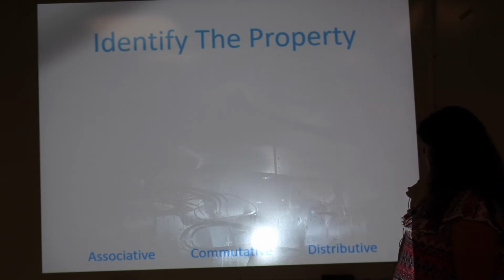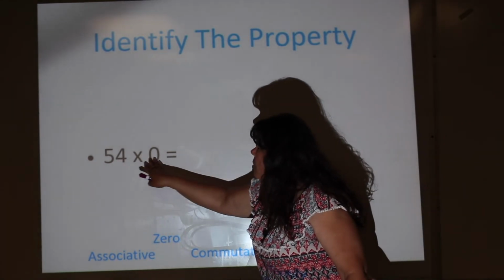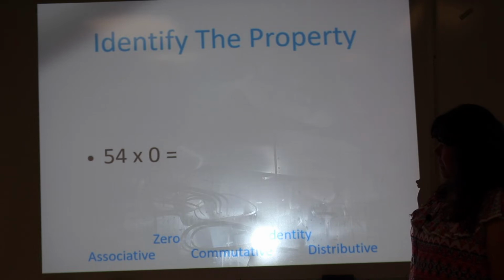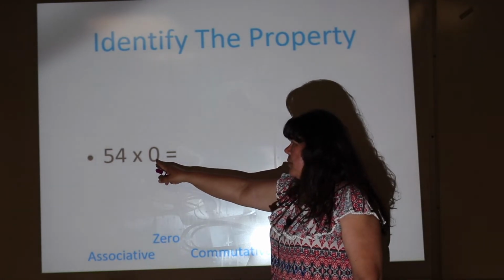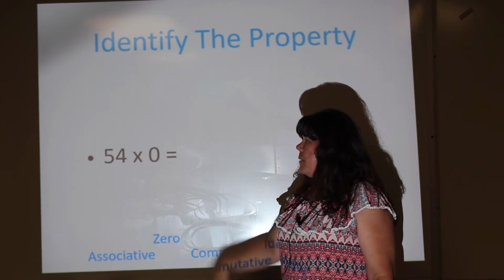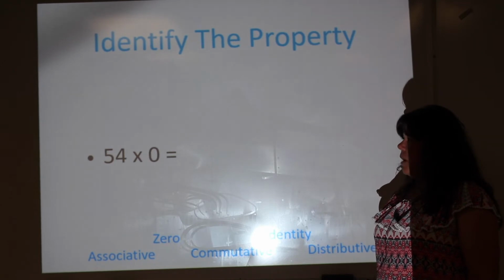Associative, commutative, distributive, the zero, and the identity property. These are all of our properties. Identify this property. I have 54 times 0. Which one of these is going to be that property? Well, I see that there's a 0, so I hope you're thinking that it's going to be the 0 property. It is. Anytime we multiply by 0, it's the 0 property, and the answer, our product, is 0.